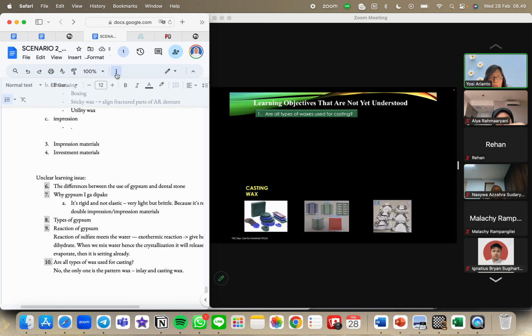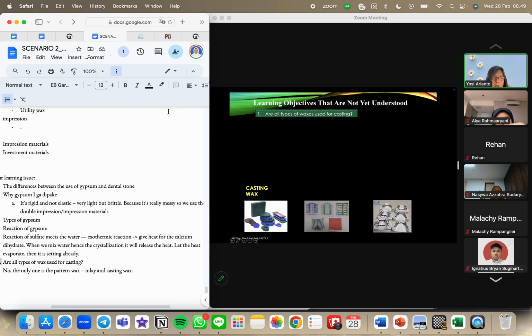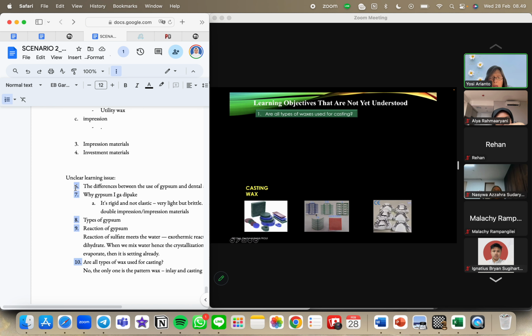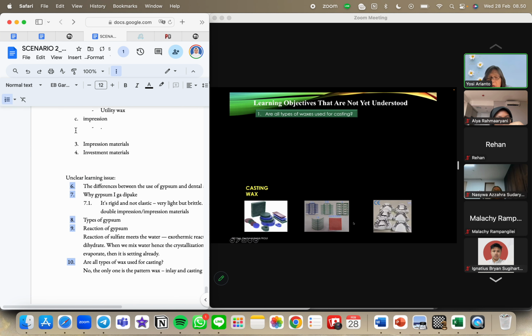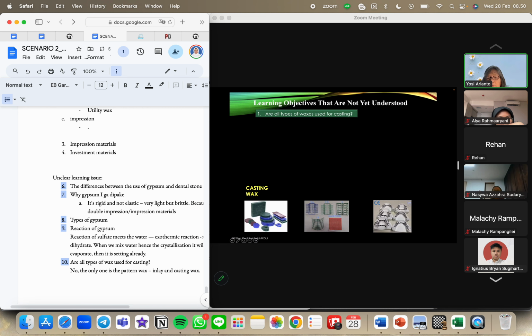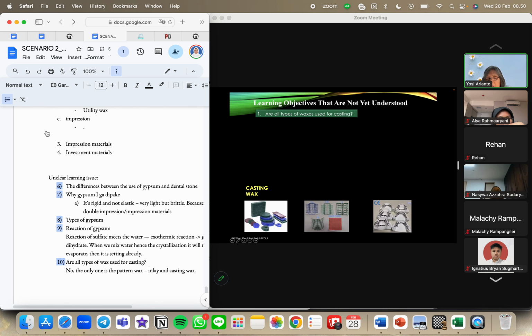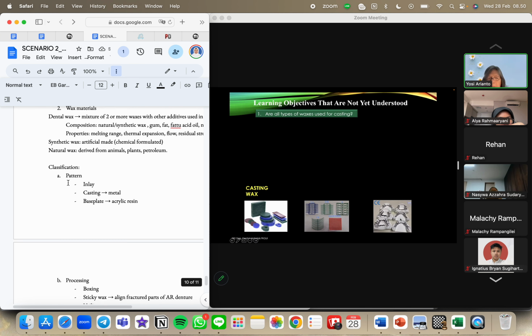Okay, this is a casting wax. Yeah, we have a lot of different shapes here for casting. This is also the shape if we want to make the removable denture, but for the frame denture with metals like this. Yeah, this is after casting.